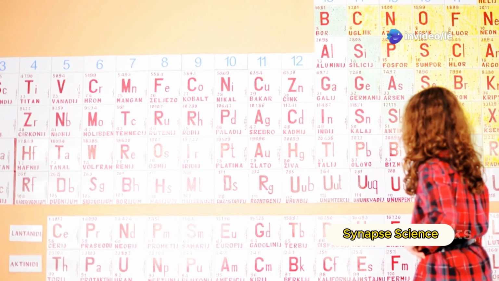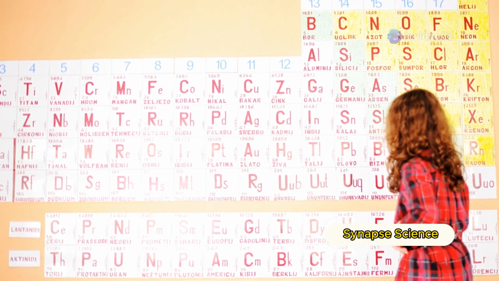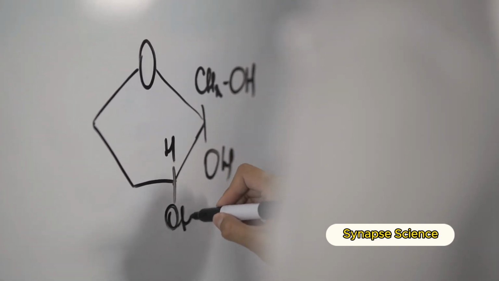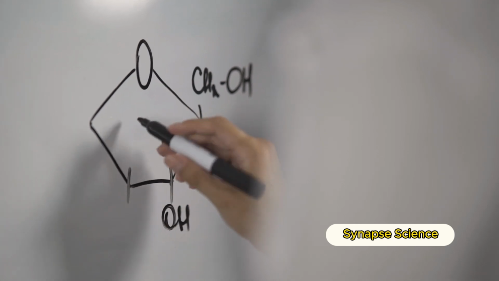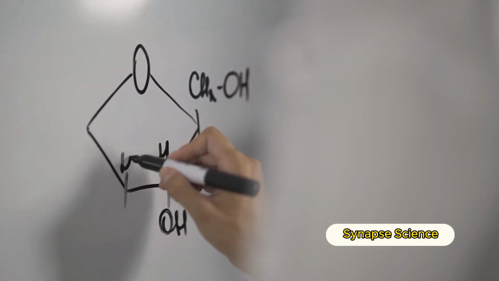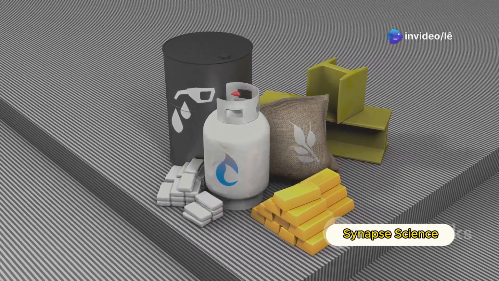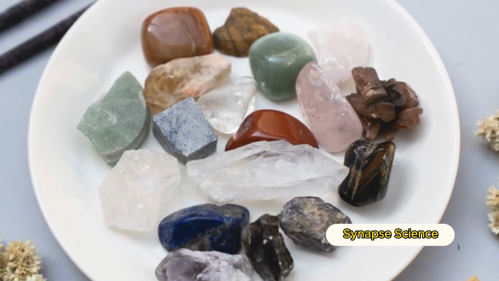To keep track of all these elements, scientists created the periodic table. It's like a giant map of the elements arranged by their properties. Each element gets its own square on the table with its own symbol and atomic number. Some elements you've probably heard of: oxygen, carbon, gold, silver. They're all different, with unique characteristics.